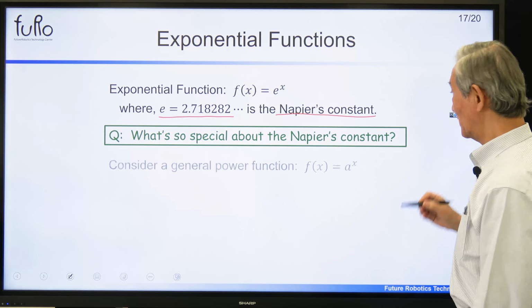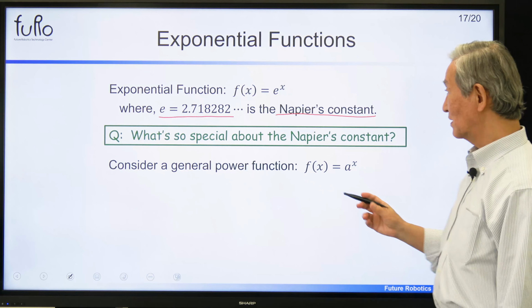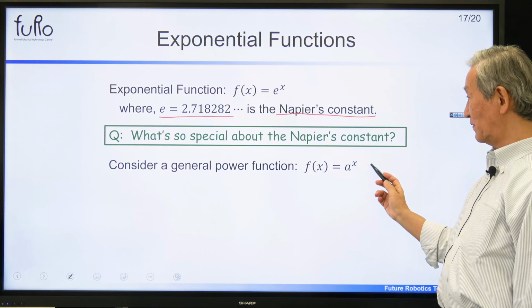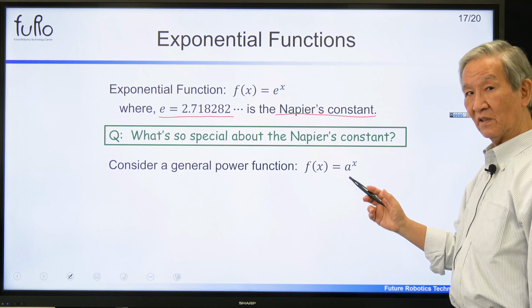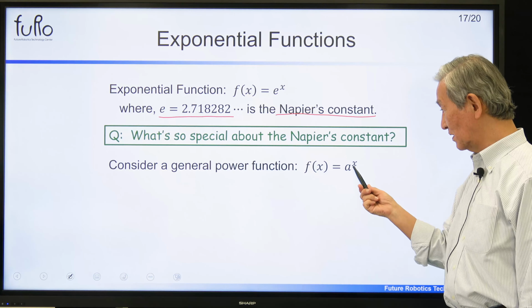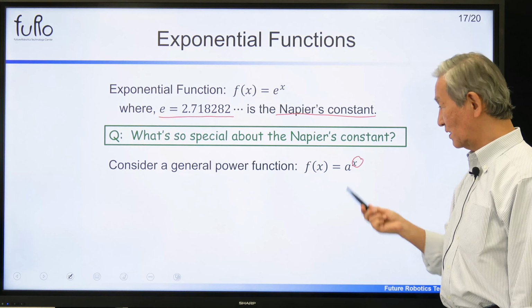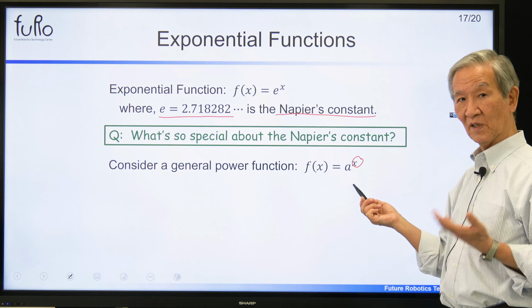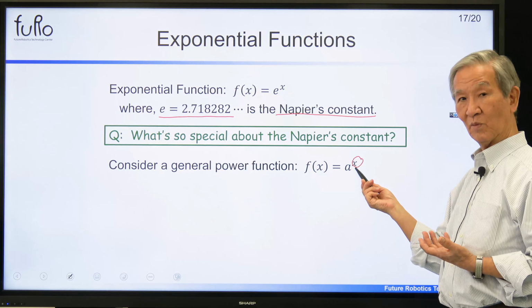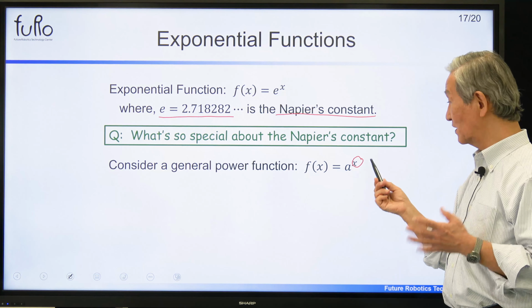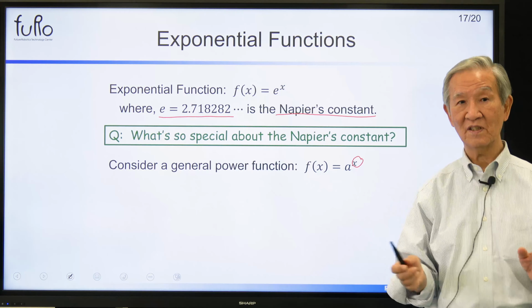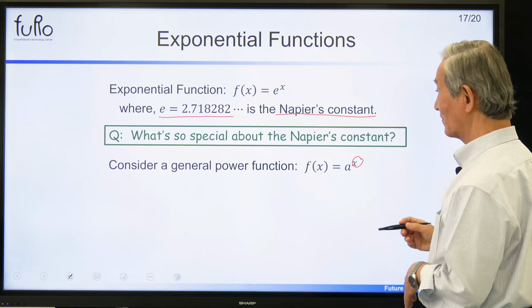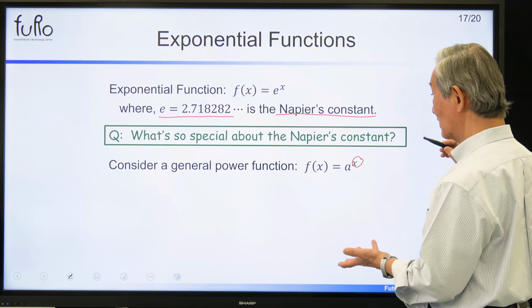What is so special about Napier's number? Well, let's consider a power function like this one. The difference is that here, it is e to the x power. Before, I gave you a similar function in polynomial where this x was an integer. But it is not an integer anymore. This is a real number here. Okay, this is a kind of function.